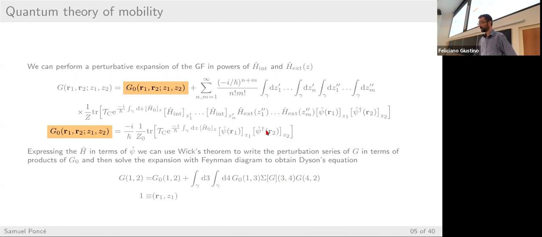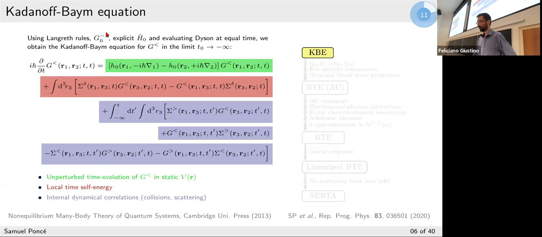And then you can massage the equation a bit. You can explicitly solve for the non-interacting Hamiltonian, you can use the Langreth rule and so on. And you can evaluate this Dyson equation at equal time. The reason you want to do this is because in the first slide, I showed that the current density was the lesser Green's function at equal time. So you want to look at equal time.